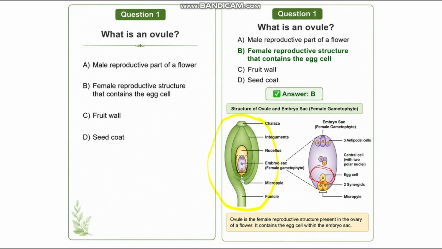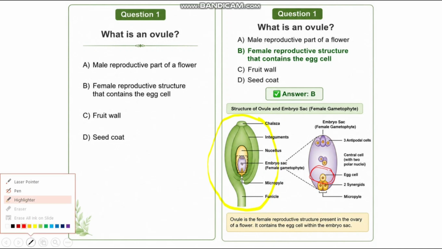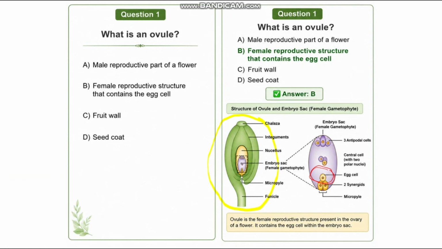B. The female reproductive structure. The ovule is a female reproductive structure which contains the egg. Here you can see this is the ovule, where I have marked this is an anatropous ovule, which contains an egg. This is an egg. So the egg-containing part of the female reproductive structure is known as the embryo sac, which is present inside the ovule. Okay.